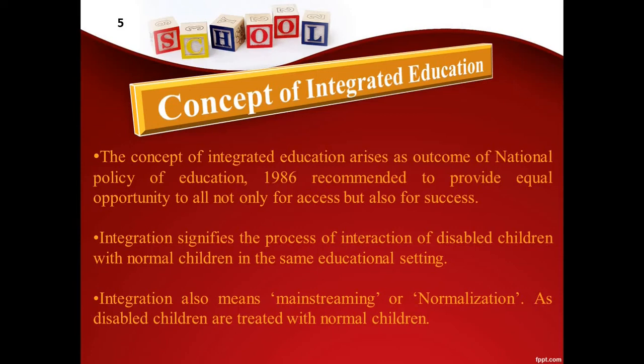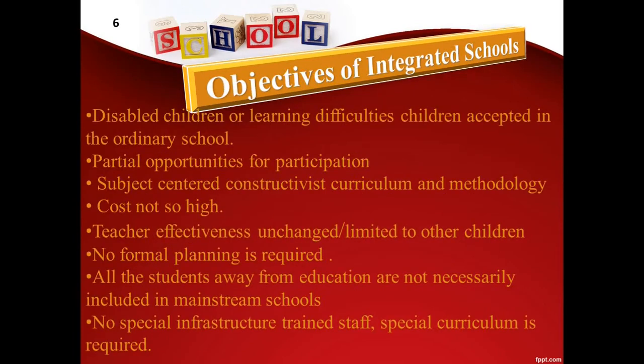Thus, integrated education aims at providing equal educational opportunities, allowing visually impaired children and their families, neighbors and peers to interact socially in a normal setting, and lastly, providing a natural basis for adult life experiences, so they become contributing members in all sectors of society. So this is all about the concept of integrated education. Let's see the objectives of integrated schools.